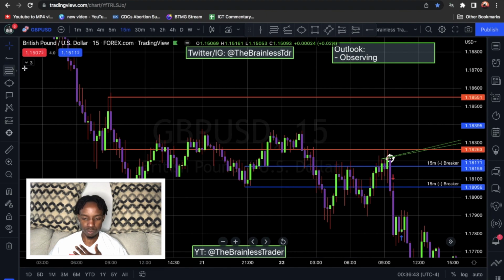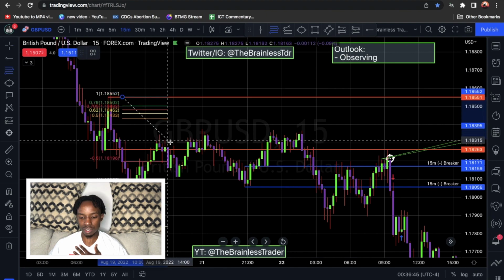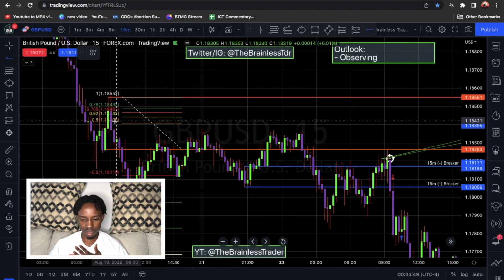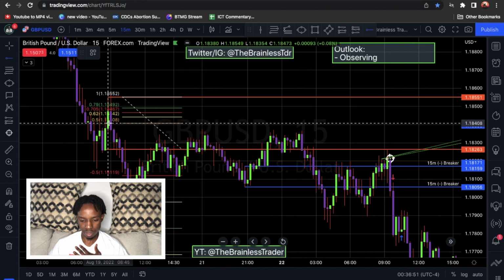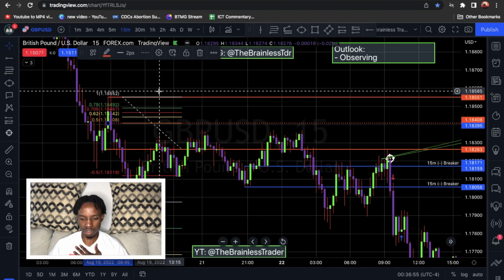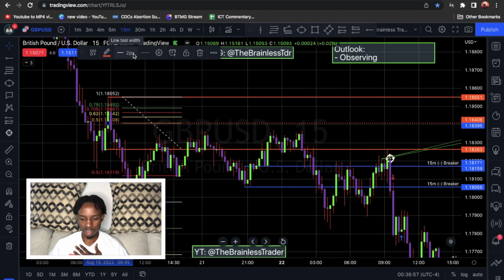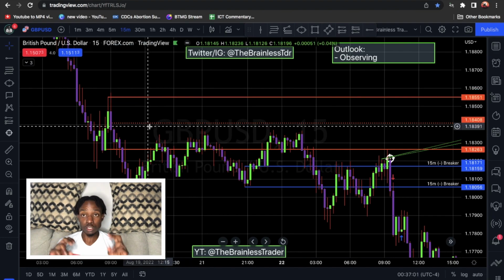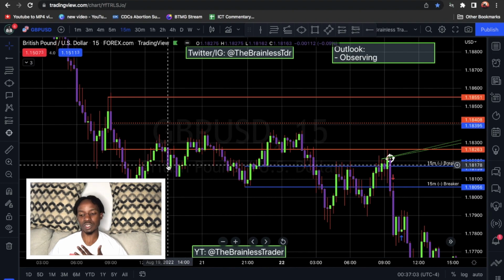And I bet you if we were to look at the 50% area of this range, that area has not been eclipsed either. And that 50% area would be right here. I like to make it a dotted line just so I know what I'm looking at. And yeah, that's exactly what it is. So you can see that the 50% consequent encroachment area hasn't even been traded past.